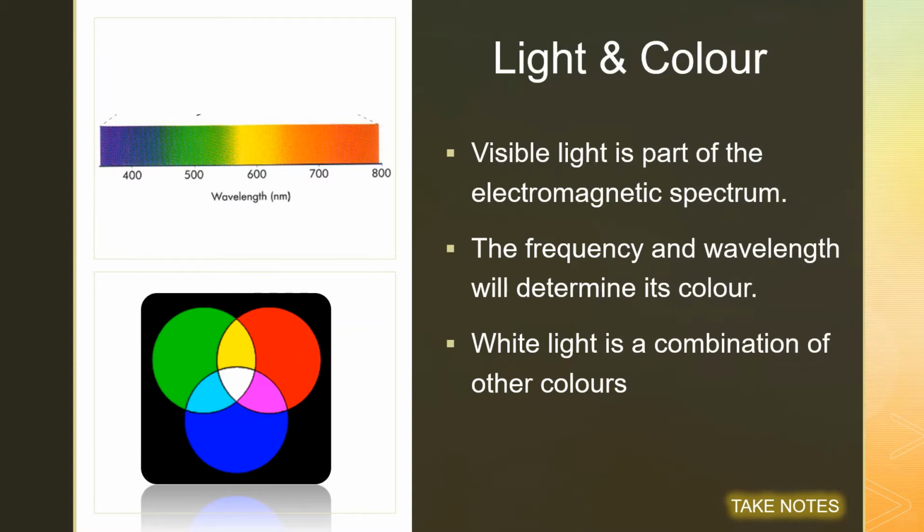So just to recap, light is a wave, it's an electromagnetic wave. The frequency and wavelength of that electromagnetic wave is going to determine the color. And white light is a mixture of all of those different colors.